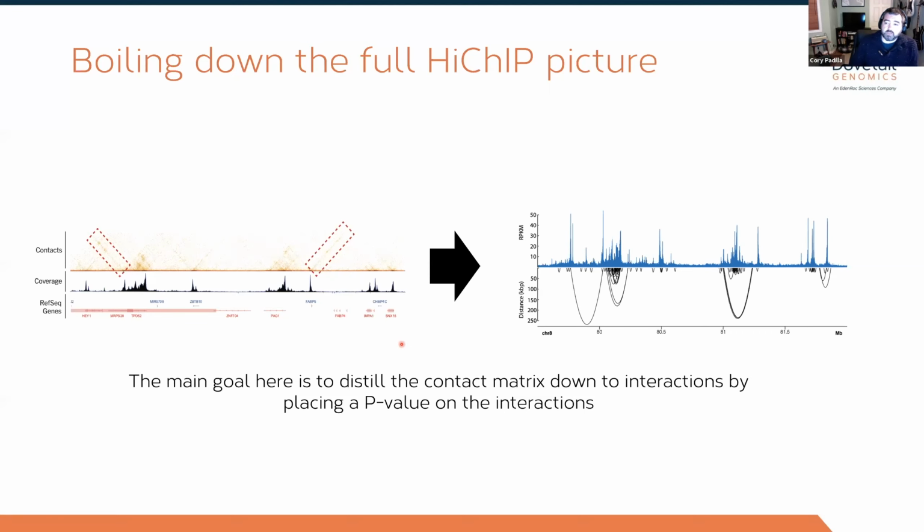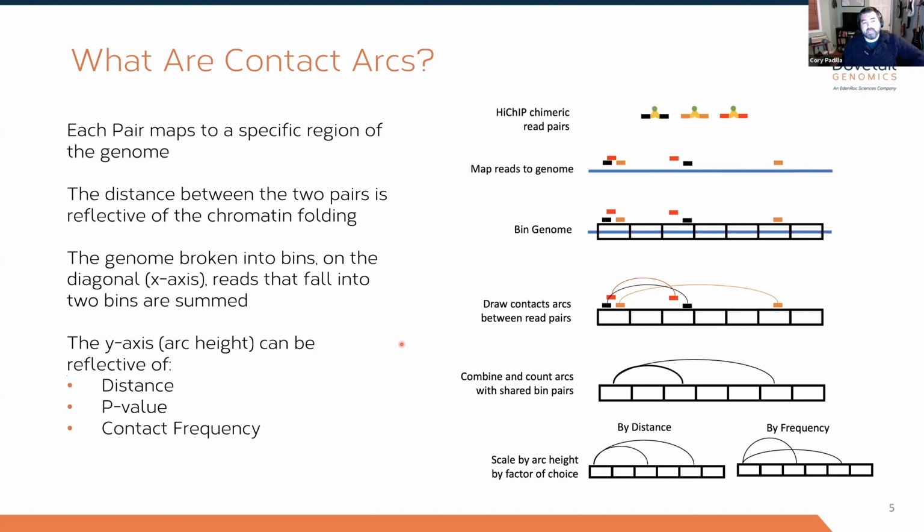And so in order to do that, let's go through some basic definitions to get everybody on the same page. So first off, what are contact arcs? The way this works is you have HiChIP chimeric read pairs, where you have region 1 of genomic DNA that's captured by a chimeric junction, where at that junction there's a biotin, and then the other side is another piece of genomic DNA that's far enough away that's representative of proximity ligation.